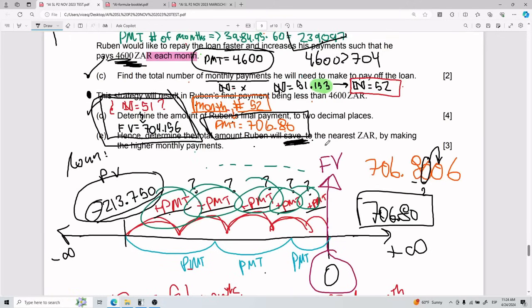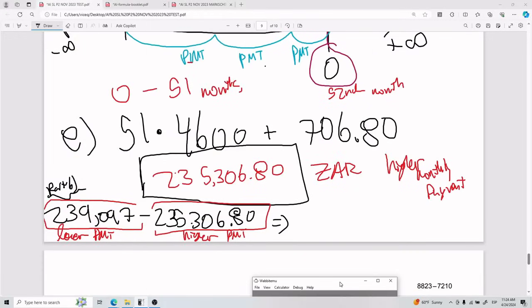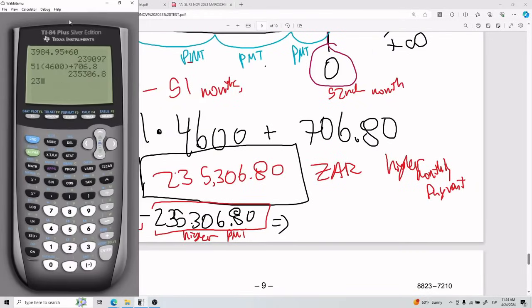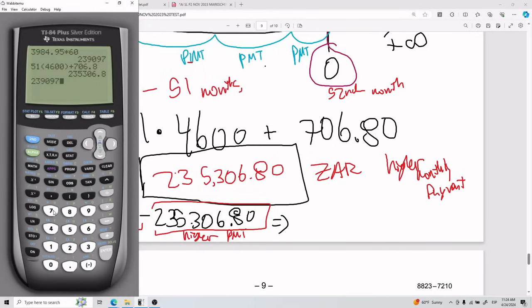And so here, it's to the nearest ZAR, okay? So you want to keep the numbers nice and rounded. Let's go ahead and show what happens. From here you have the answer from part B, the 239,097 minus what I just calculated, right? This gives me the 379.2.